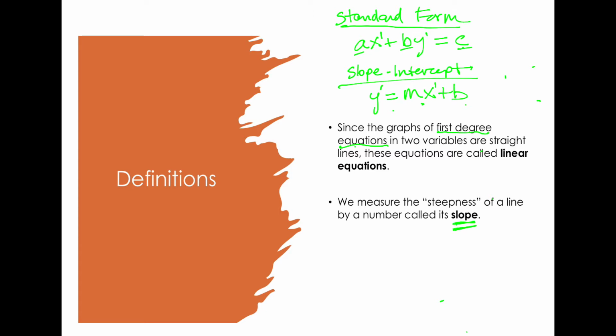Now, the steepness of that line that we see is described by its slope. In the slope-intercept form of a linear equation, the slope is always the coefficient in front of x, so the m. When it's in standard form, the slope can be found by taking the opposite of the number that's in front, so the opposite of a over b. When it's in standard form, that will give us the slope of the line. All right.